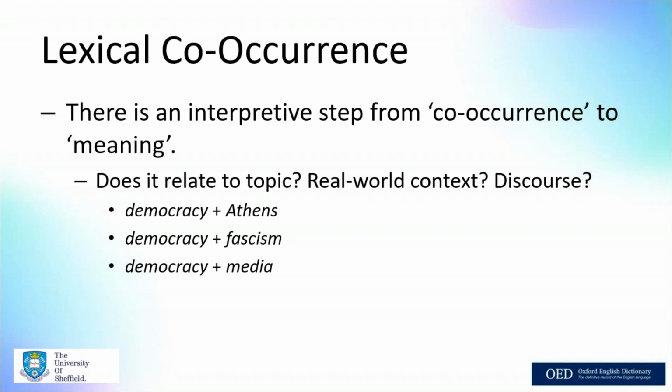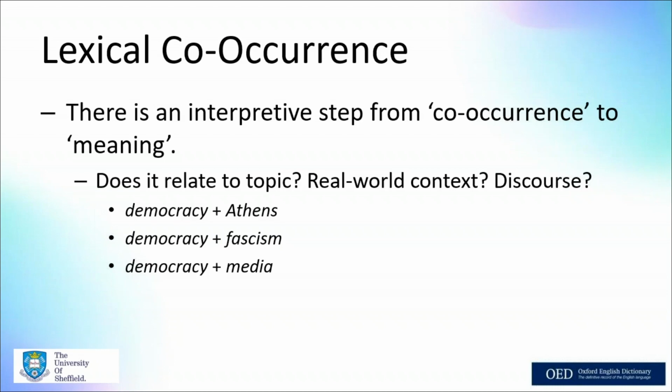When democracy co-occurs with fascism, again, in a phrase or a sentence or a paragraph, this is something related to a topic or context or discourse, quite possibly about the Second World War and democracy and fascism in Europe. And if we see democracy co-occurring with media, again, a different topic or context or discourse, quite possibly the impact of social media on contemporary democracy today.